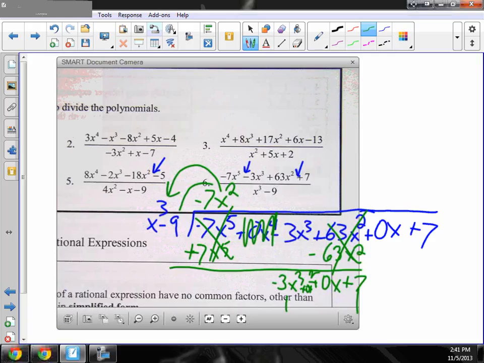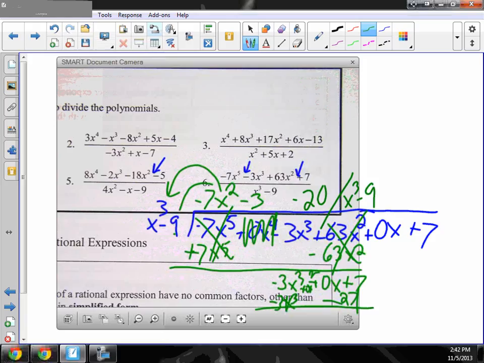Oh, okay. So how many times does x to the third go into negative 3x to the third? Negative 3 times. So this is negative 3x to the third. Negative 3 times negative 9 is 27. Change the signs, and my remainder is going to be negative 20. So minus 20 over x to the third minus 9. Okay? So now you only have 5 problems to do. Good luck.